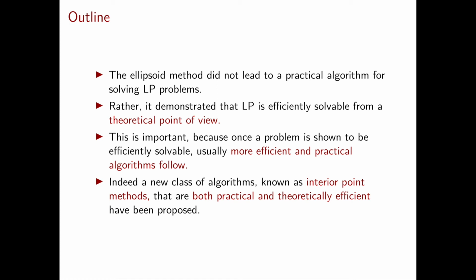It is important to notice that the ellipsoid method is the first known algorithm that is able to solve linear programming problems in polynomial time. So it demonstrated that linear programming is efficiently solvable from a theoretical point of view. This is very important because once a problem is shown to be efficiently solvable from a theoretical point of view, usually new algorithms follow which are efficient both from a theoretical point of view and from a practical point of view. This was in fact the case with linear programming problems.